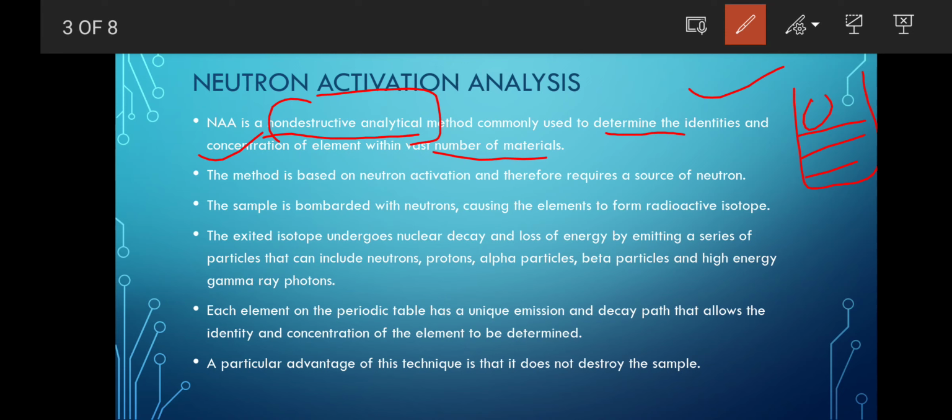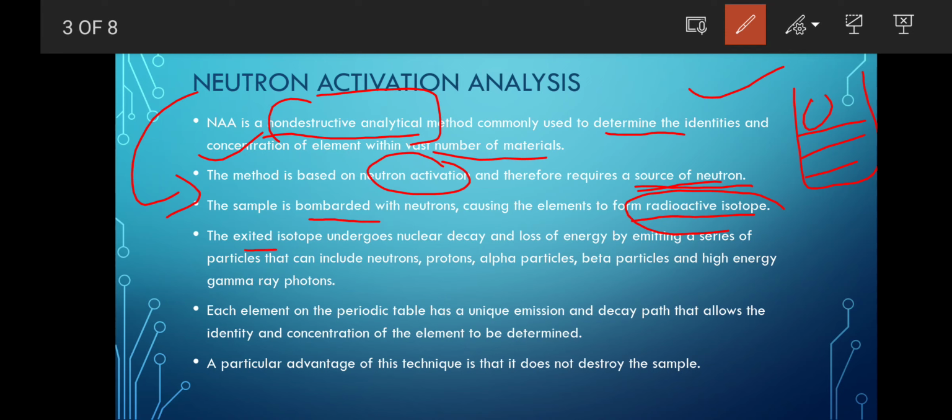So this method is based on what? Neutron activation. Whenever we do the activation of neutrons, it is a special process. Neutron activation analysis is based on this and therefore requires a source of neutrons for bombardment. What we do is bombard the sample with neutrons. In that case, there will be formation of a radioactive isotope.